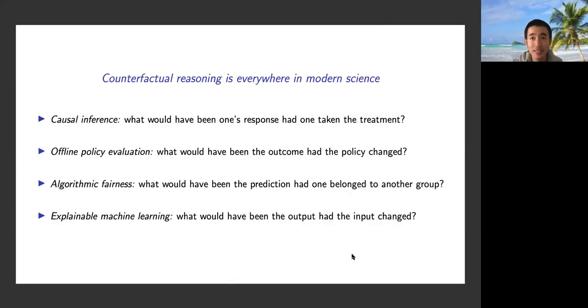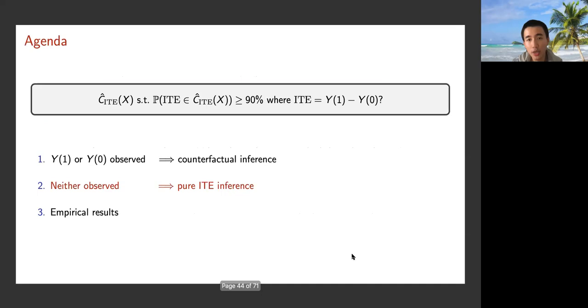This is something I want to highlight a bit: counterfactual reasoning is now everywhere in modern science and machine learning. It's not just in causal inference, but also in reinforcement learning, in algorithmic fairness, and in explainable learning, and many other areas. So I think counterfactual reasoning is a generic way of reasoning, which can work in many cases. Okay, so that's about the first part.